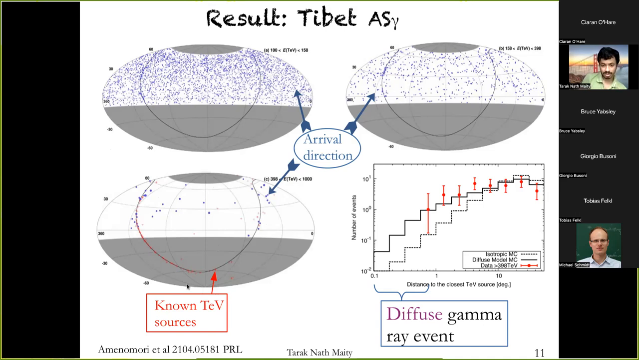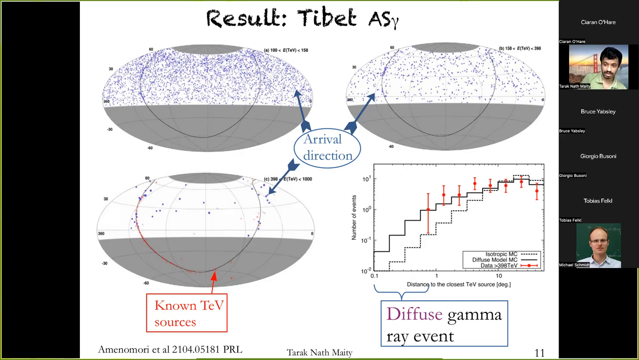What their claim is that most of the gamma ray events that they are observing are not overlapping with known TeV sources. So the gamma ray events that they are observing are not associated with any sources. They are like orphans. That's why they call them diffuse gamma ray events. To further see this, what has been plotted in this figure is the distance to the closest TeV source on the x-axis and the number of events observed on the y-axis. As you can see, the distance to the closest TeV source is almost 1 degree of angular distance in the sky.